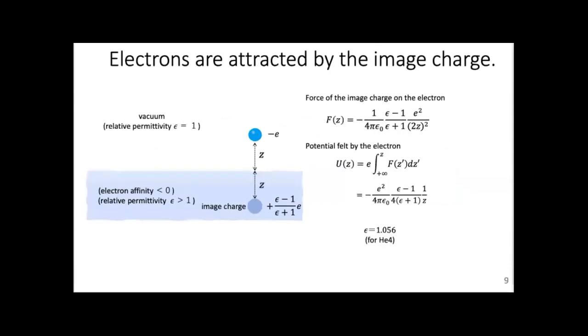So let me continue to explain why electrons can float on the surface of helium. Since the helium's relative permittivity is a little bit higher than 1, when the electron approaches the surface of liquid helium, it induces a positive image charge at the same distance from the surface as the electron itself. The image charge can be written with this equation, and then the force induced by this image charge on the electron is described here, and the potential felt by the electron can be written with this equation.